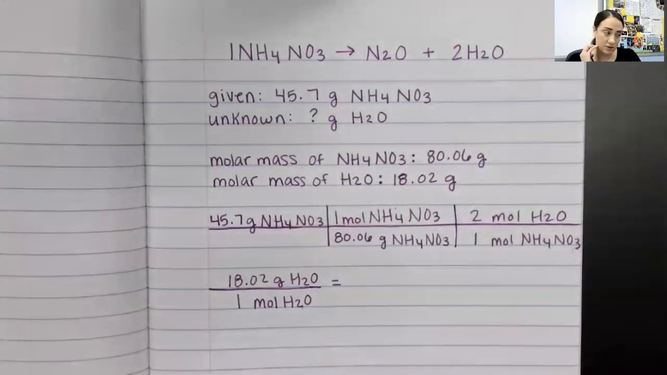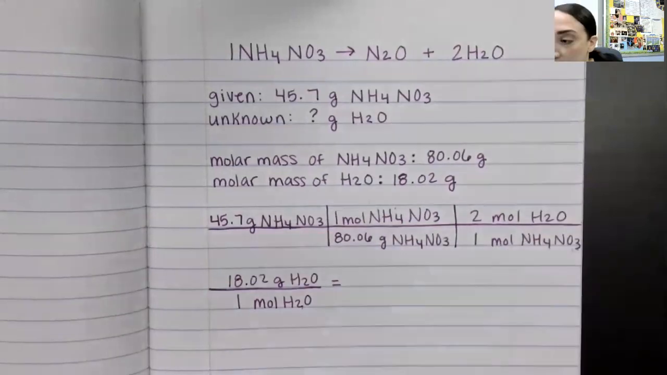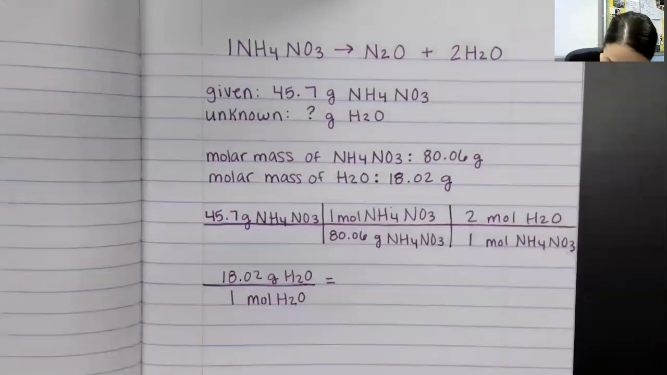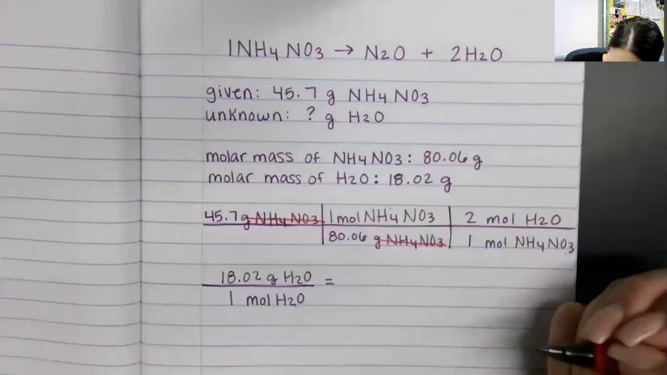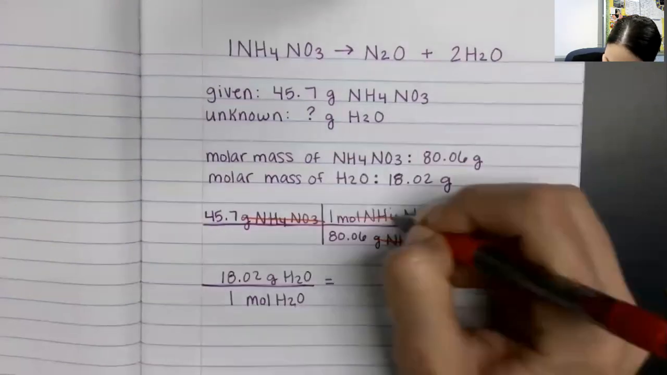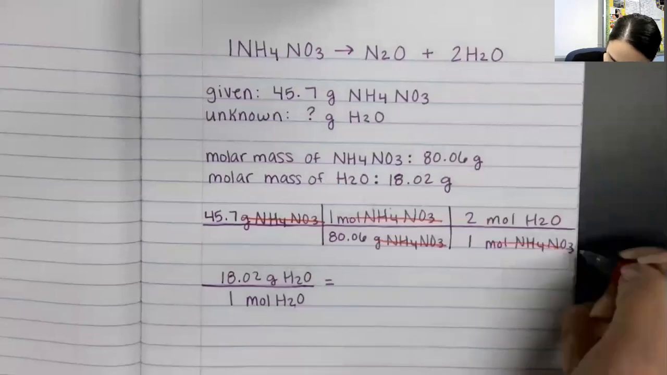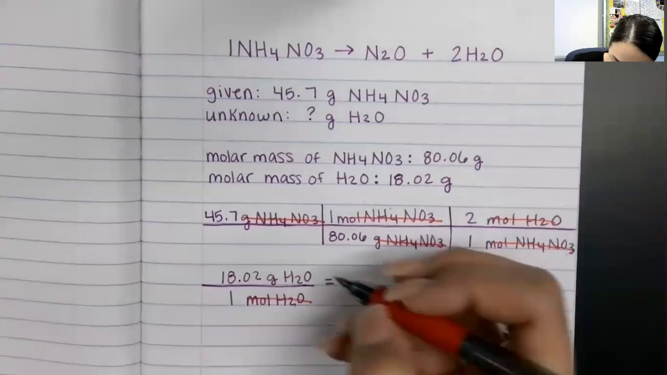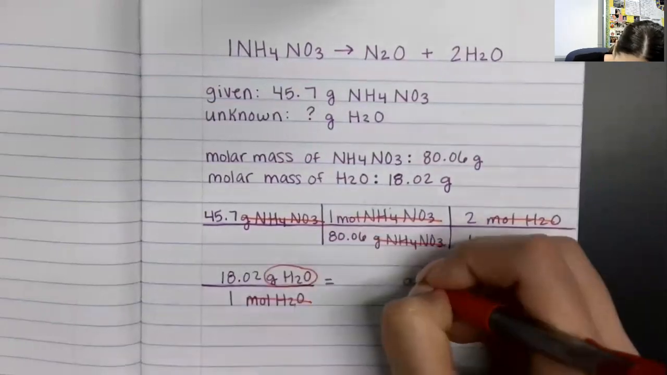Okay, so once you've filled in the whole chart, we have canceled out our units for grams of NH4NO3 because we matched them diagonally. We have canceled out our units of moles of NH4NO3, and we have now canceled out moles of H2O, which just leaves us with grams of H2O, which is what you want your answer to be in.